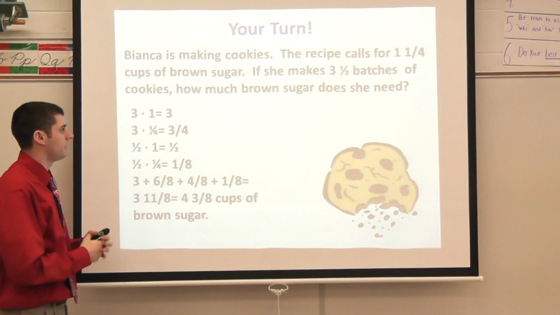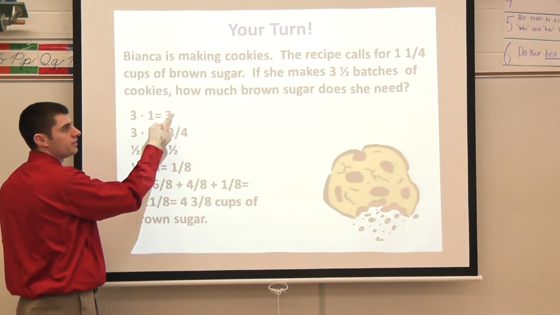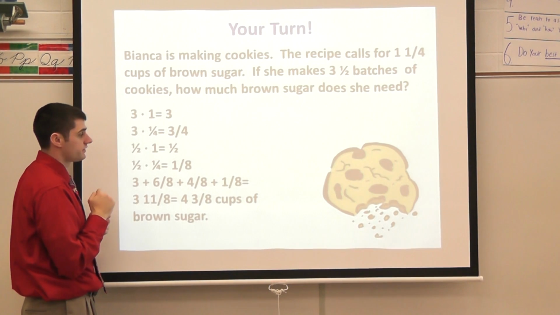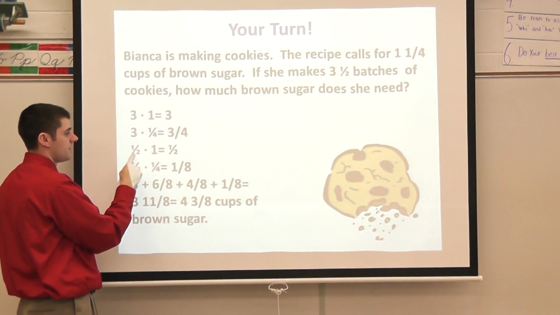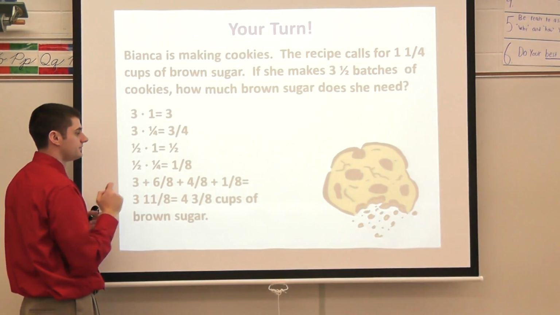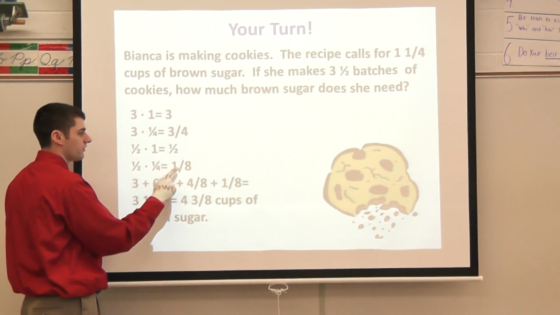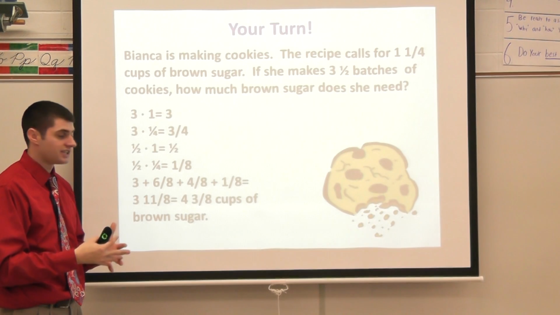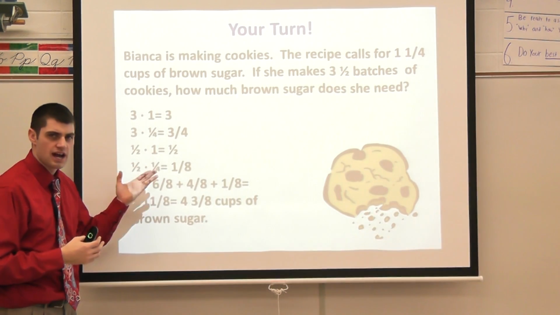So let me show you what I mean. 3 times the 1 would be 3. Then I take the 3 times the 1/4, which is 3/4. Then I take the half. A half times 1 is a half. And a half times 1/4 would be 1/8. Well, now I have my fractions. I multiplied them together. Well, what does this all mean now?